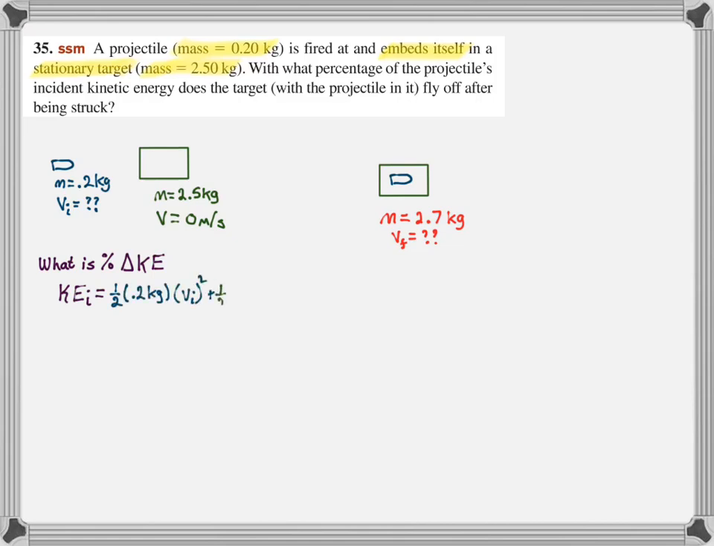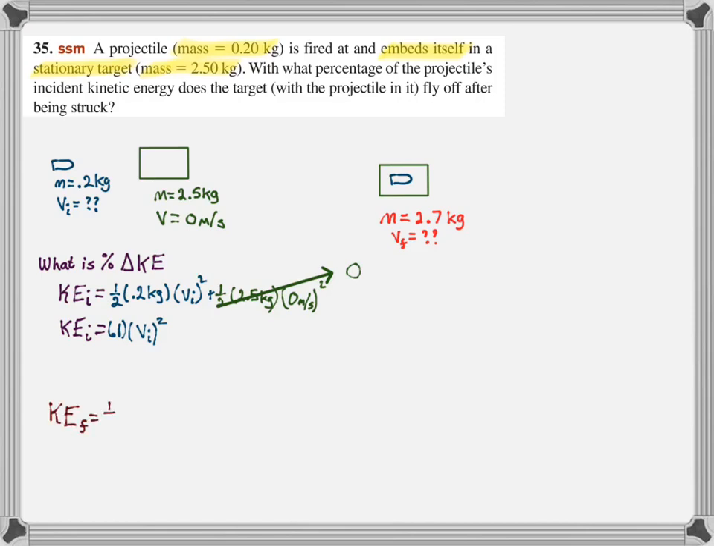Well, the total initial kinetic energy is equal to the kinetic energy of the bullet and the kinetic energy of the block. We don't know what the velocity of the bullet is. We do know that the initial kinetic energy of the block is 0 because the block isn't moving. So our total initial kinetic energy is just 1/2 times 0.2 times its initial velocity squared. When we clean it up a little bit, it's 0.1 times the initial velocity of the bullet squared.